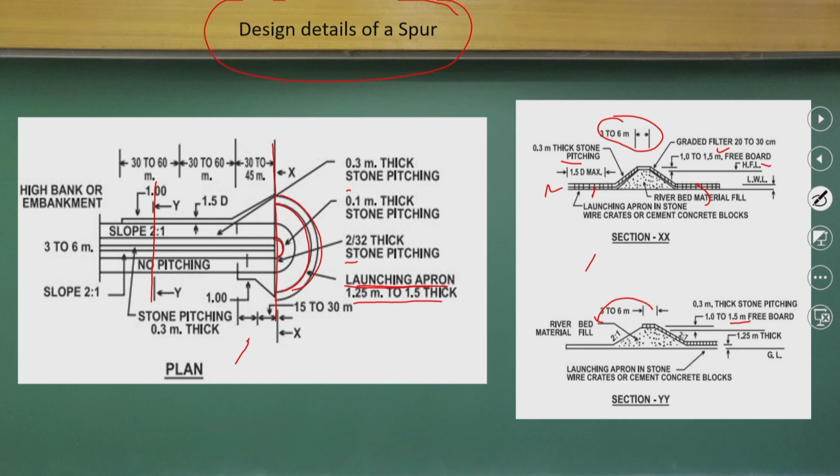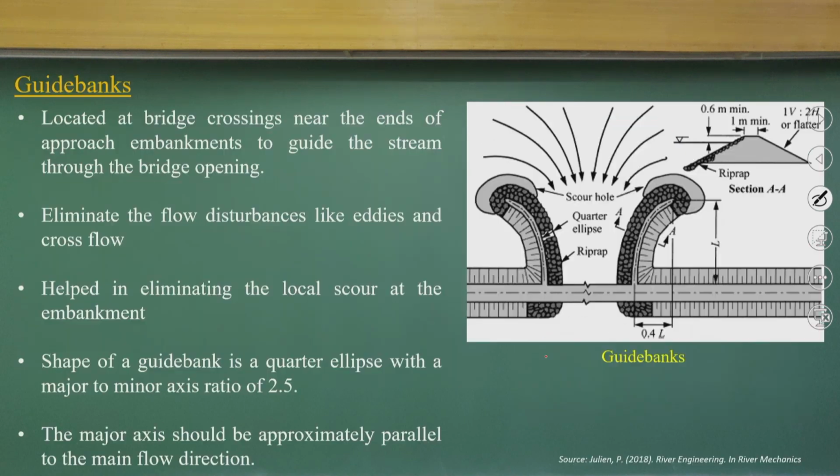To protect these scour formations you should provide the launching aprons, and I will show you the stepwise launching aprons and what conditions come up. So, that is the basic structure of the design details of a spur.